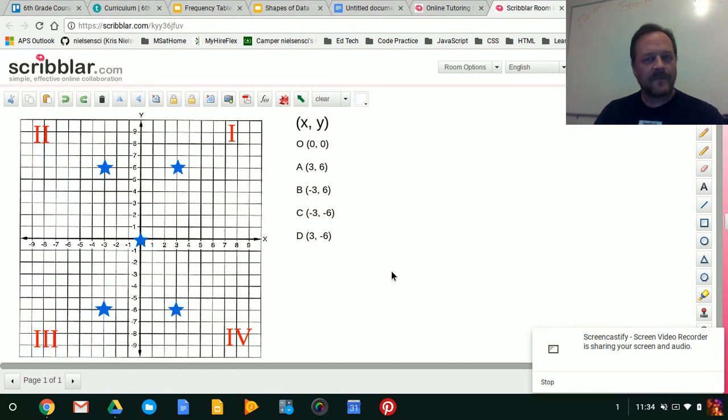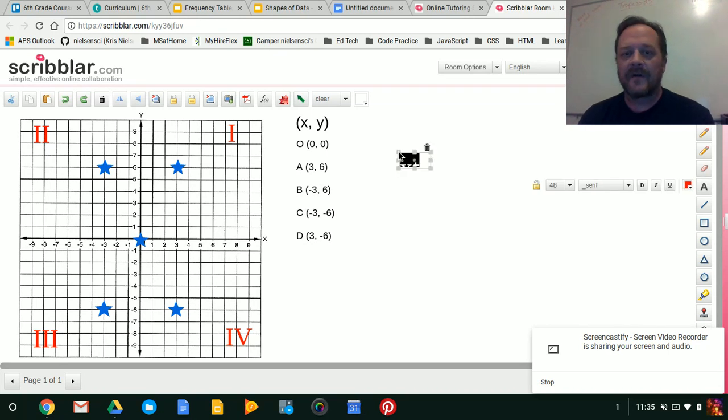Not too bad. Notice also, and we'll get into this a little bit later, that if I were to draw a line from each star to the next, I would basically make a rectangle. Okay. Because they're all the same numbers, they're just different signs. So you can kind of think of it as, well, they're kind of in the same location, they're just in different quadrants.